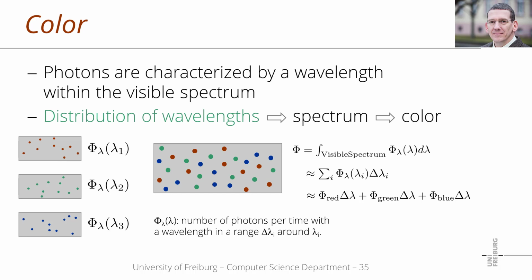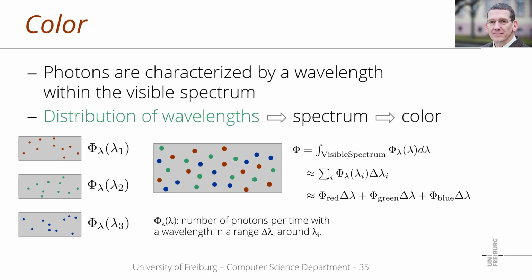And now in light, these photons with three different colors can be mixed. If you have only red photons, then we have red light. If you have the same amount of red and green photons, but no blue photons, then we have yellow light. If you have the same amount of red, green and blue photons, then we have white light. So the distribution of wavelengths within the set of photons that characterize some light is interpreted as a color.